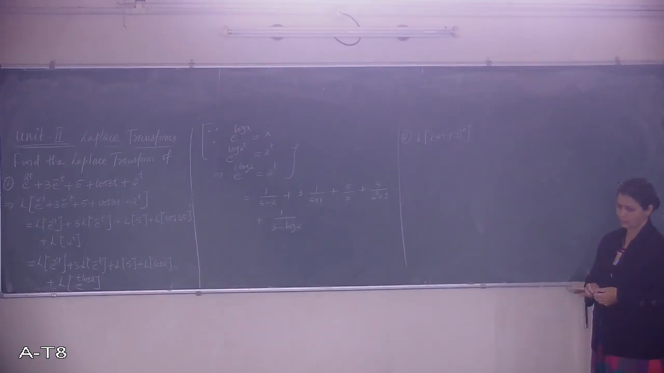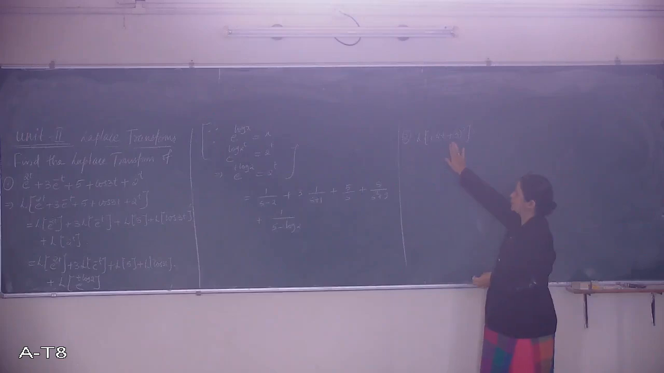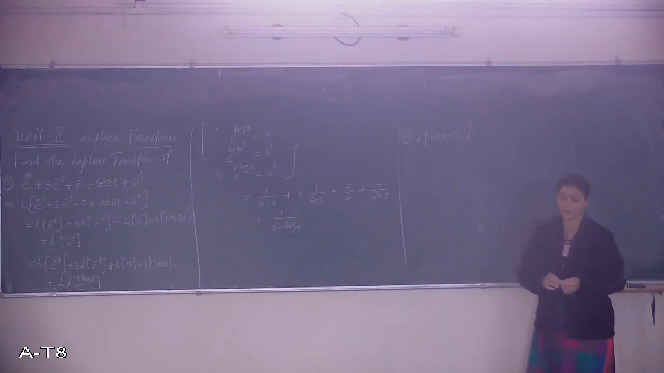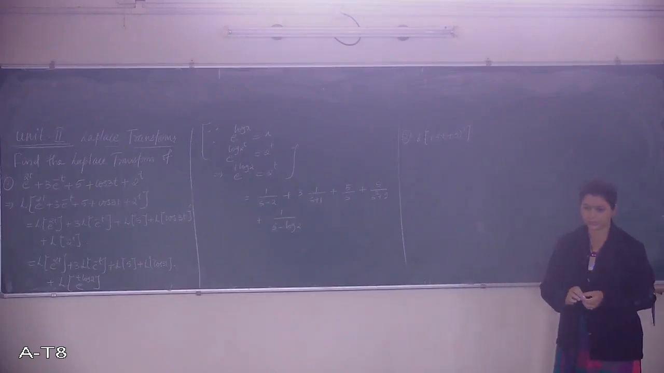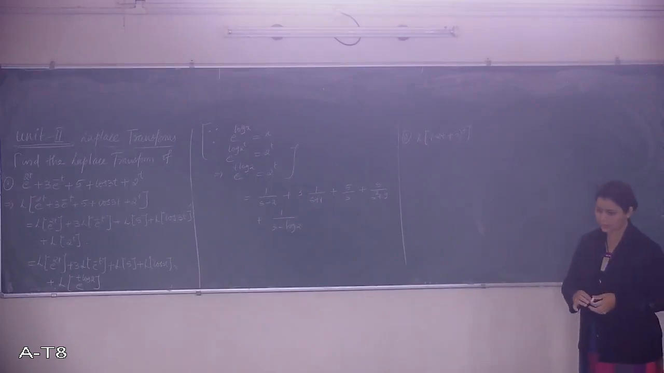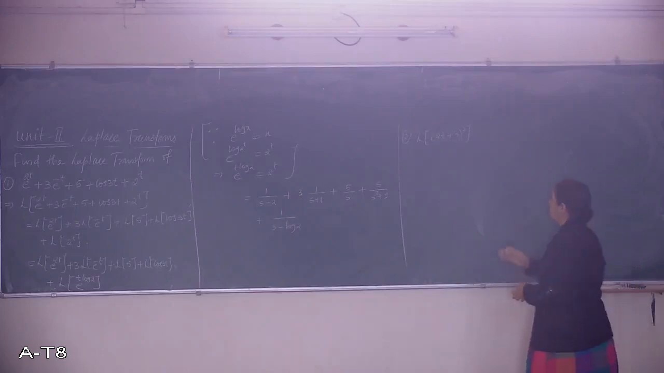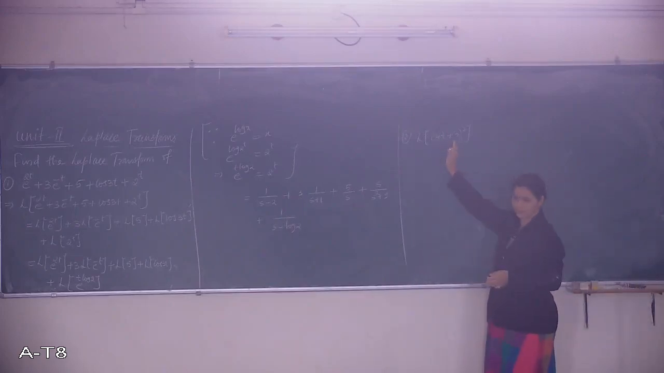Yes, first you compare with elementary functions. Is there any elementary function similar to this? We are coming across t to the power n, right? Only t to the power n. But here we have 2t plus 3 the bracket square. So what is to be done? So first we expand this. It is of the form a plus b the whole square. So first we expand this.